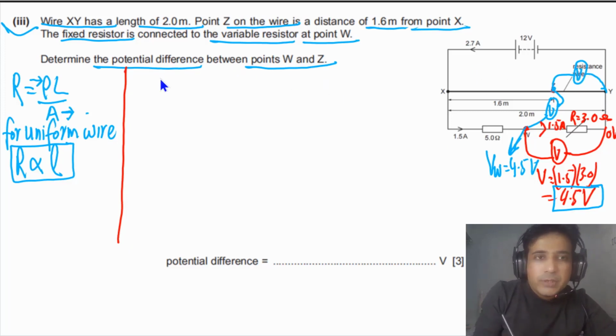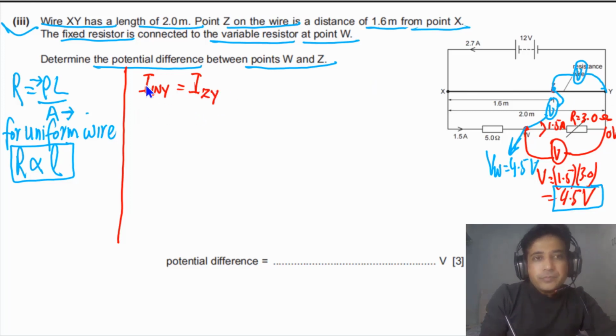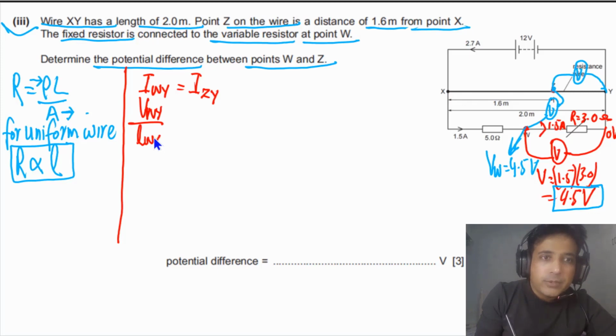In this case, as this is the same wire, the current in this wire is the same. So we can say the current through WY, we are taking the whole wire, is equal to the current passing through CY. The current is equal to the potential difference across this wire, so PD WY, divided by the length LWY. Yes, we are talking about the whole wire, LWY. So we have IZY, the potential difference across ZY divided by the length of ZY.